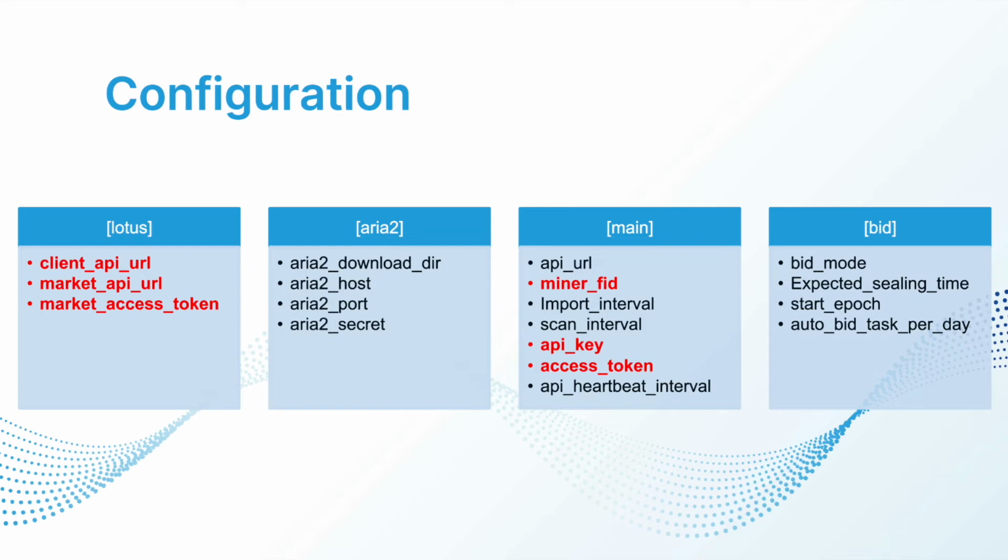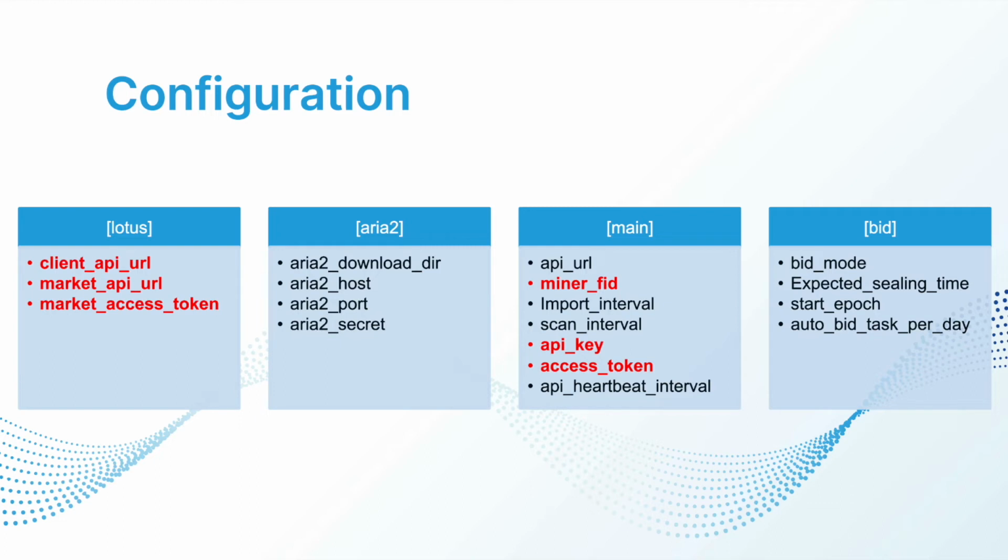API key. This needs to be modified by the user according to the user's API key. Users can acquire it from the Swan platform by going to My Profile in Developer Settings. Access token. This needs to be modified by the user according to the user's access token. Users can also acquire it from the Swan platform by going to My Profile in Developer Settings. API heartbeat interval means the time interval to send a heartbeat. The default value here is 300 seconds, or about 5 minutes.